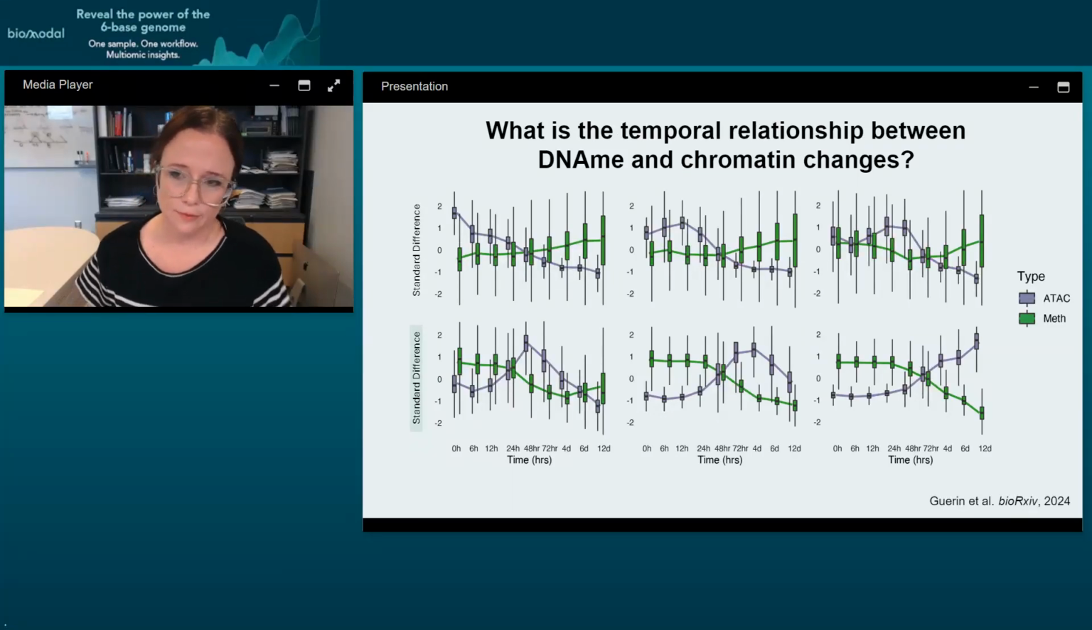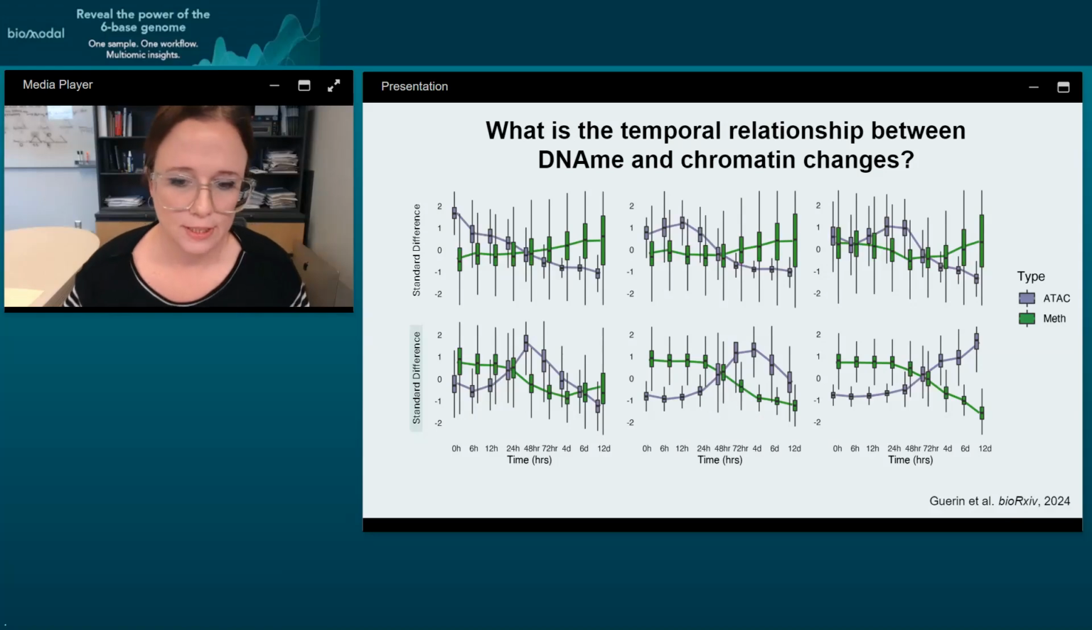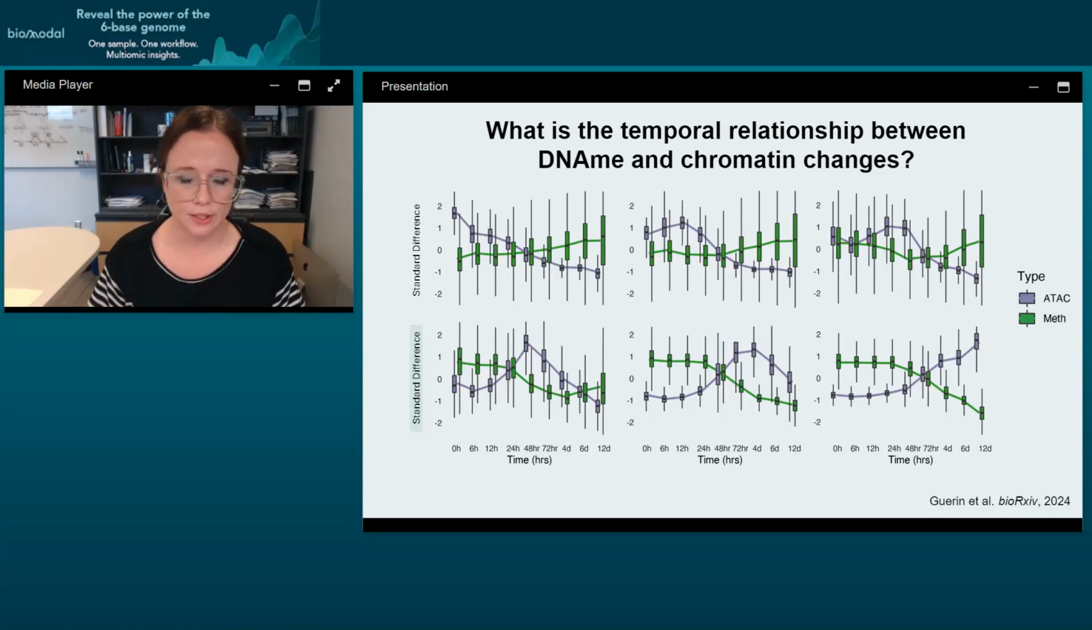So, of course, our question was, if we define these different groups of accessibility changes, what is the temporal relationship between DNA methylation and these different groups? So represented here are the 6 different groups that I mentioned in the previous slide that we defined by unsupervised clustering. And the 2 lines that I'm plotting here are either the ATAC-seq data line, so accessibility in purple, or in green, methylation. And I will say, because you're going to see a few of these plots throughout the presentation, standard difference is a way of standardizing the data so that we can plot it on the same scale. So we're looking at standard difference of the mean here.